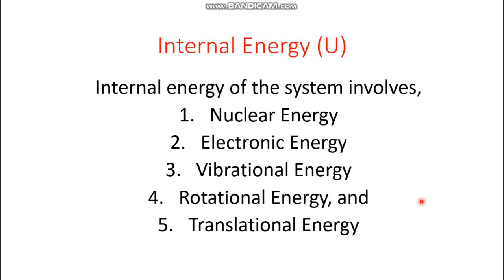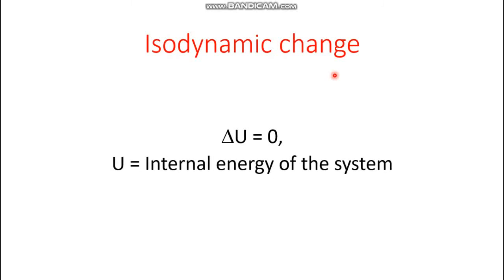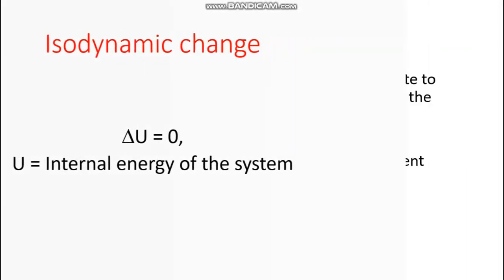consisted by any system, that is the energy obtained from its nucleus, the energy obtained from its electrons, the energy obtained from its vibrational movement, the energy due to its rotational movement, the energy due to its translational movement. These energies, when summed up, then a new energy term is obtained, which is called the internal energy. But the absolute value of internal energy cannot be measured. You can detect the change of internal energy, and if there is no change in internal energy, then it is an isodynamic change, and the process is isodynamic process.